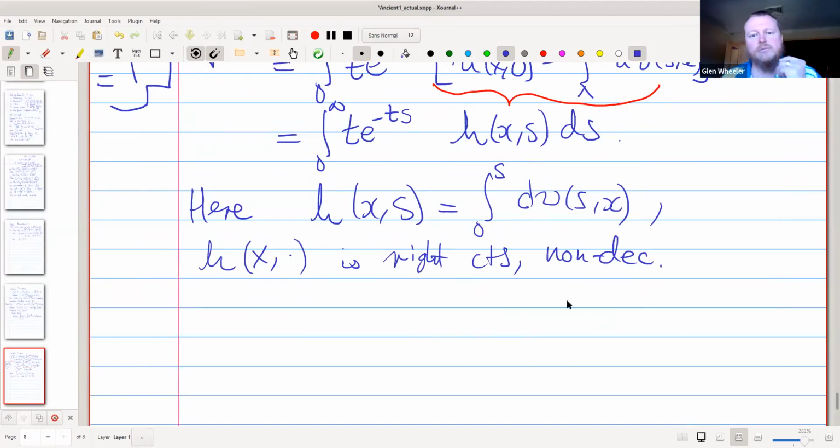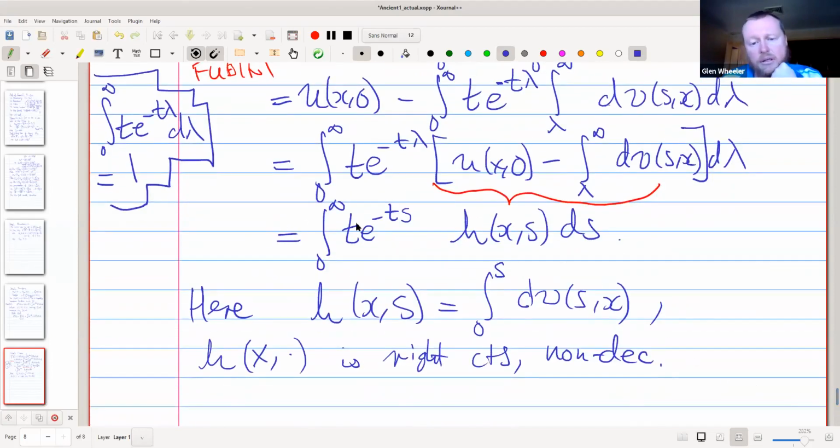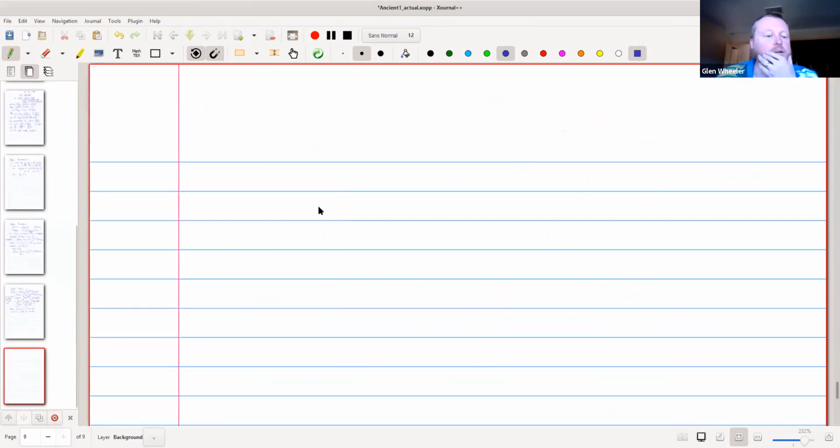So what this looks like to me is something like a Laplace transformation. What we can do is apply an inverse Laplace transformation, so long as we have some nice properties of h, which we do. So this is step 4: inverse Laplace.